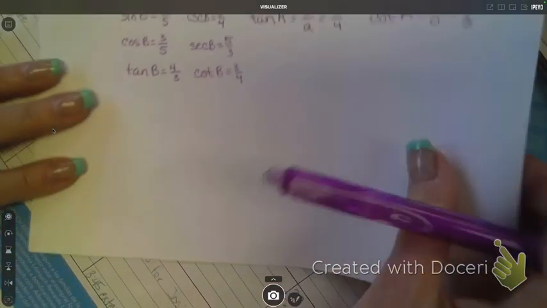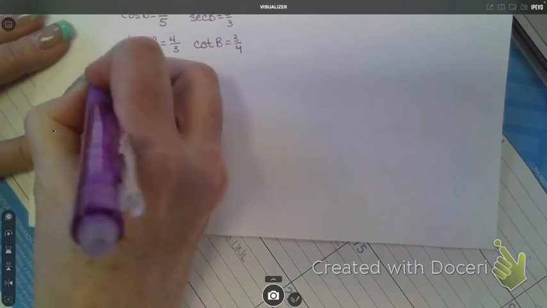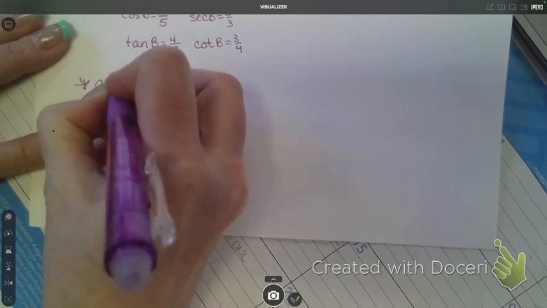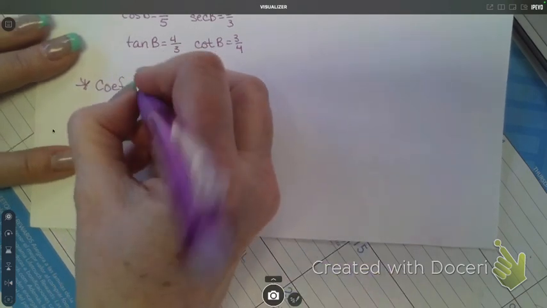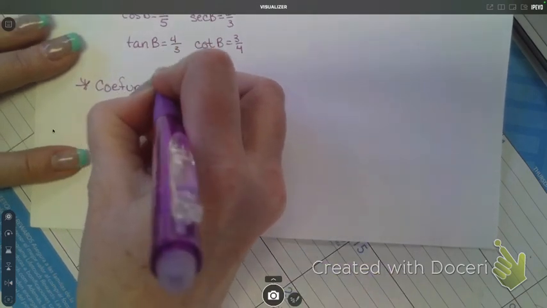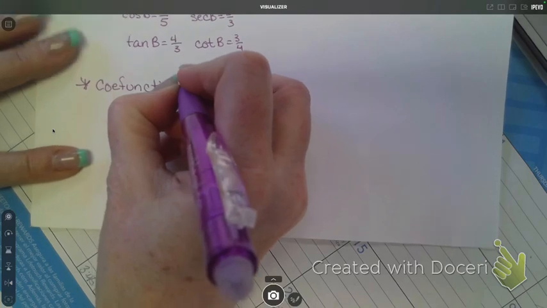So we have a definition of cofunctions. Oh wait, are we supposed to write these? It doesn't matter. I want to just show you. We will do it in a second. Cofunction.